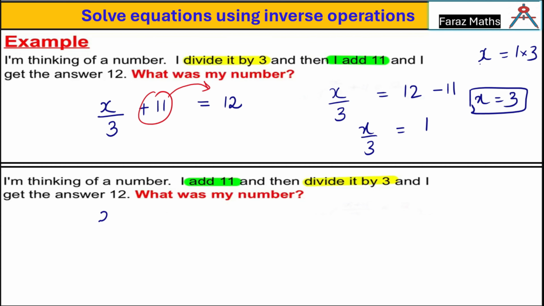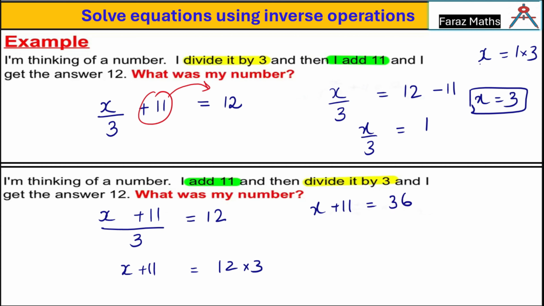I am thinking of a number, which means x. I add 11, plus 11, and then divide it by 3. So it means the whole thing is in division with 3 and I get the answer 12. What was my number? So 3 is in division, it will multiply. So x plus 11 equals 12 times 3. So therefore x plus 11 equals 36.